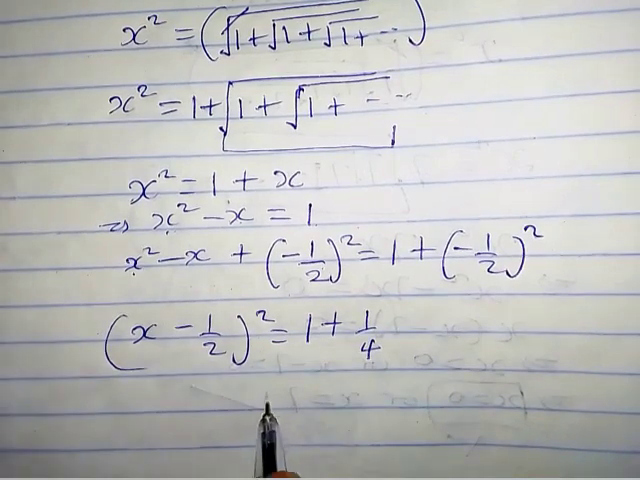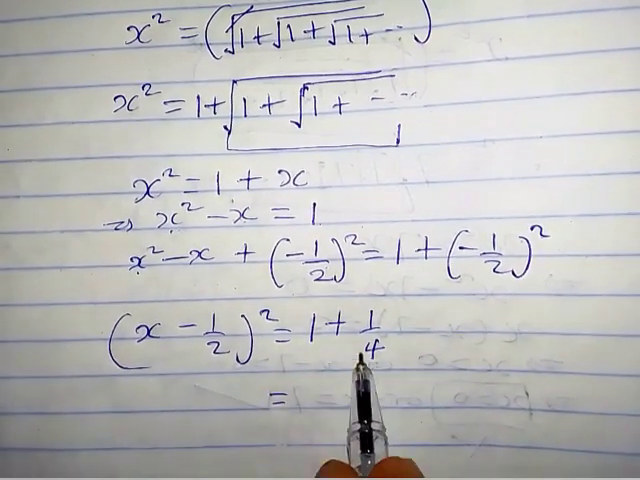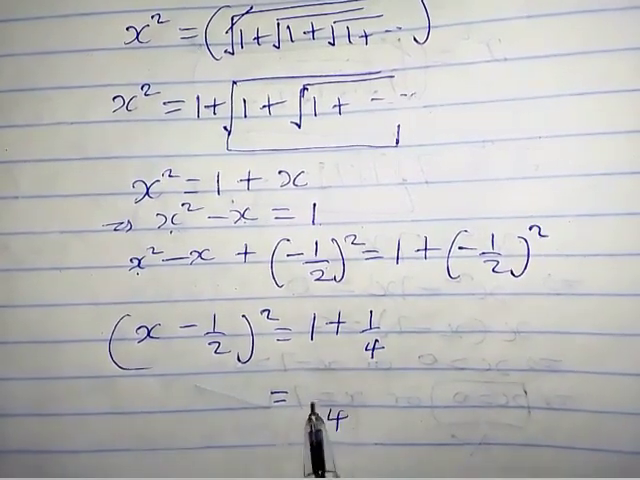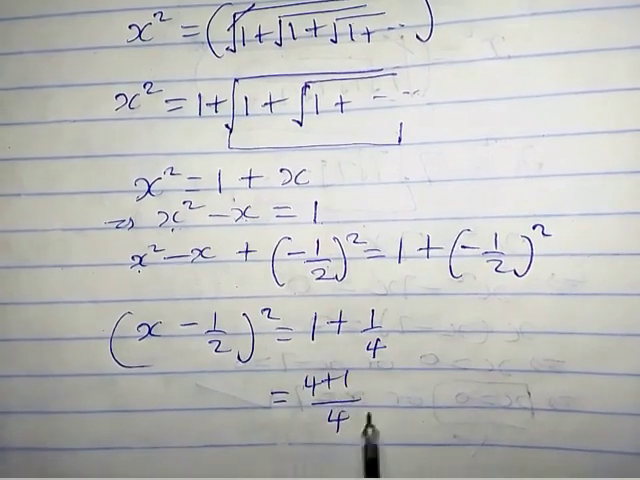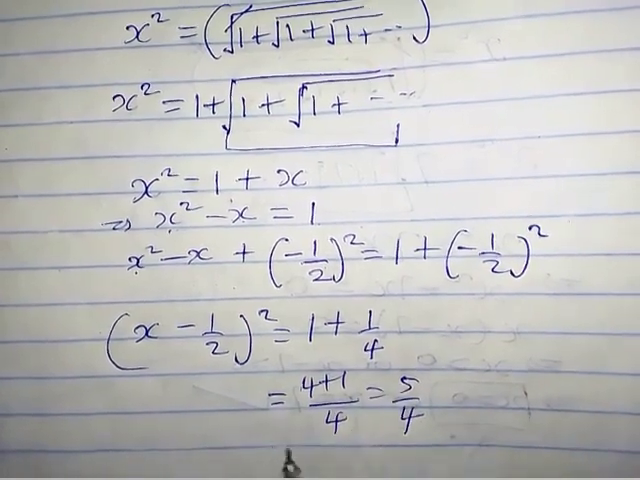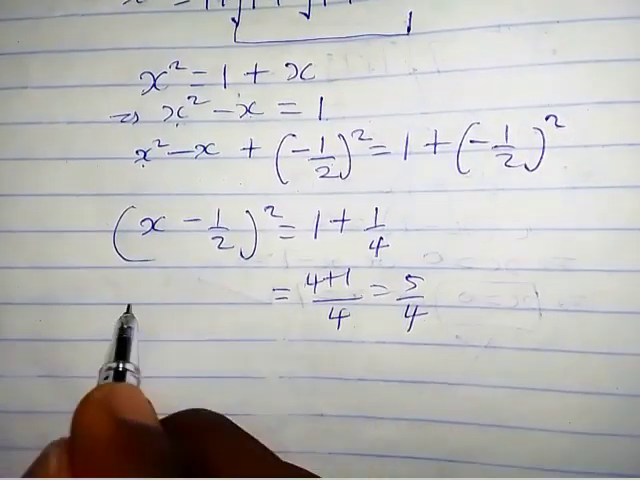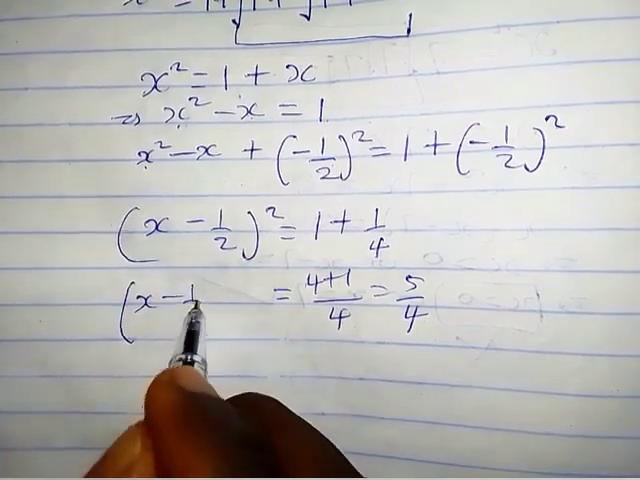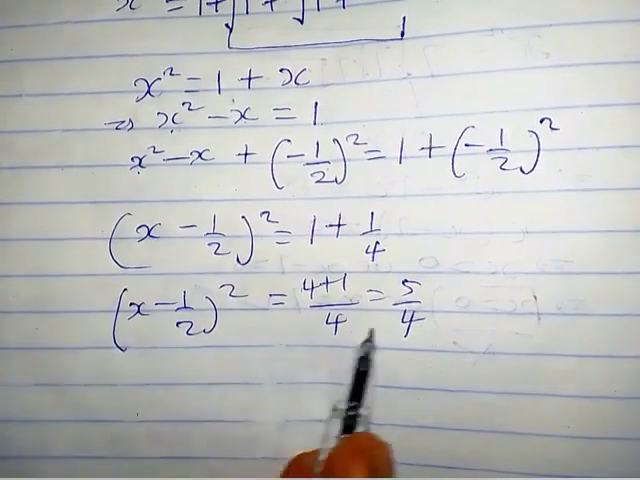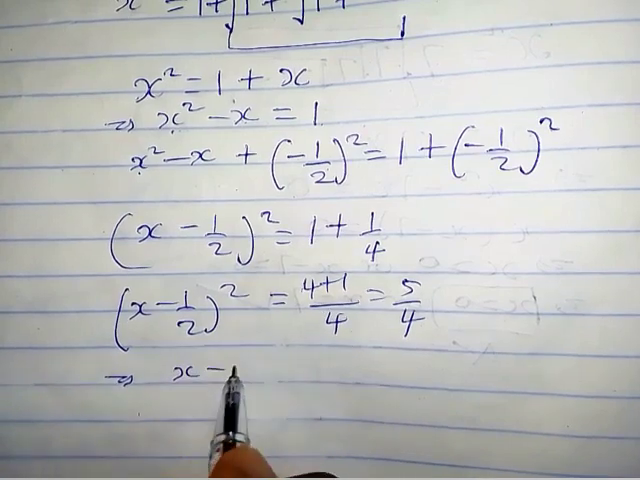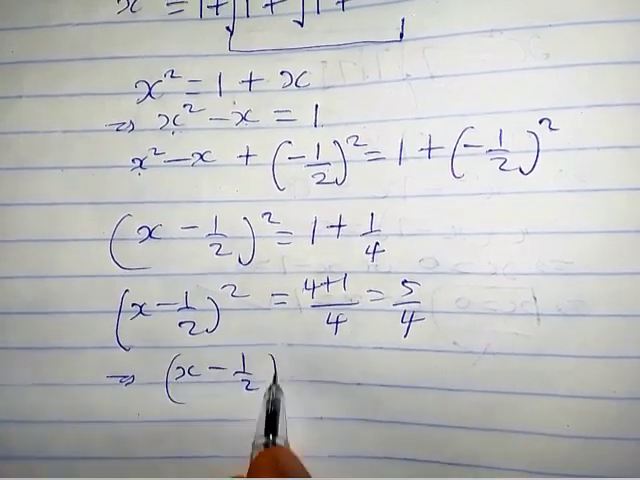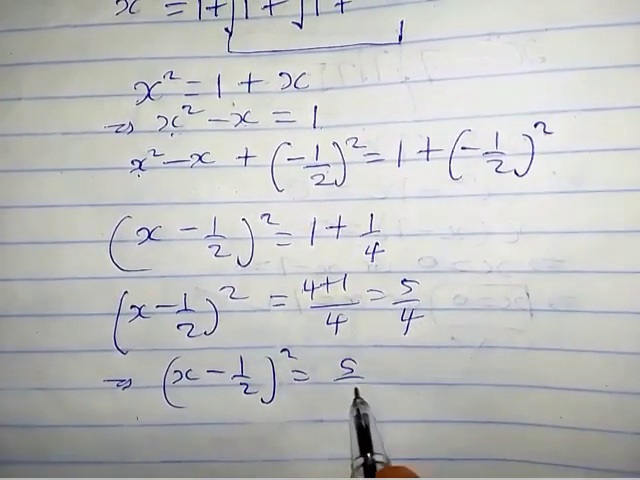So this equals 1 plus 1 over 4. The LCM here is 4. So we have 4 plus 1 over 4. So this equals 5 over 4. So we have x minus half all squared to be this. So this implies that x minus half all squared equals 5 over 4.